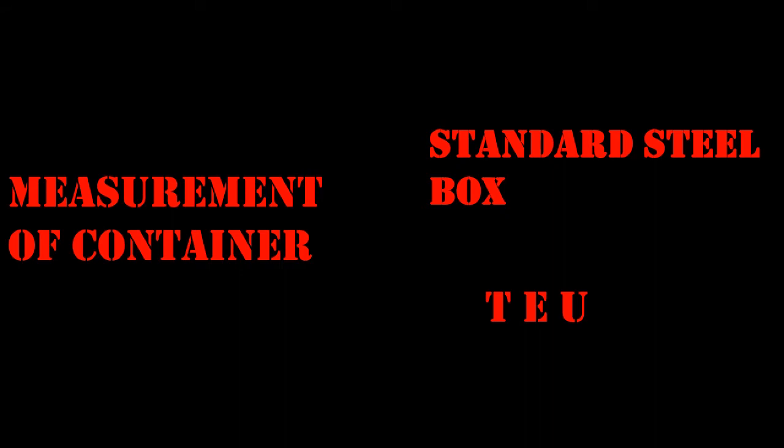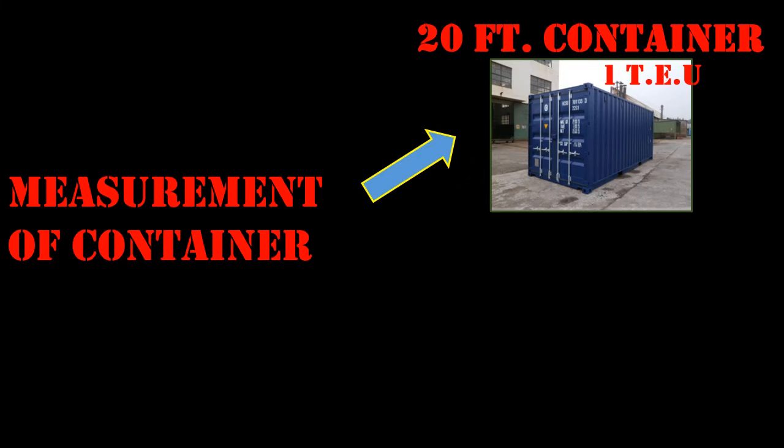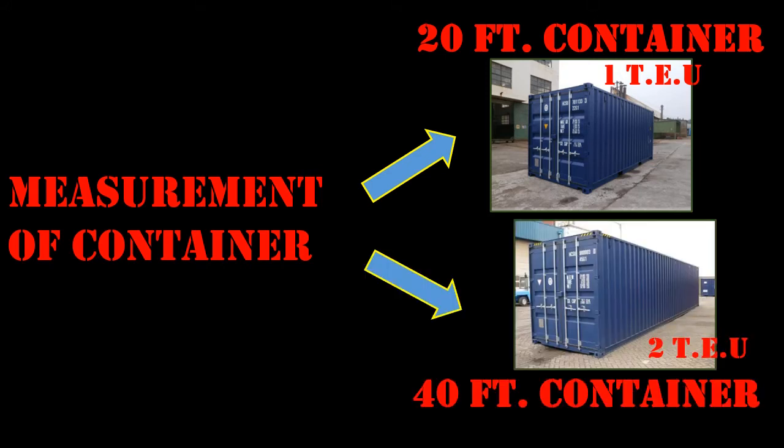In the world of shipping containers, there are two types of containers available in the market. Number one, the 20-footer size container. It is called 20-footer because the length of the container is 20 feet, and this is known as 1 TEU. And the second is the 40-footer size container. The length of this container is 40 feet and it is measured as 2 TEU.